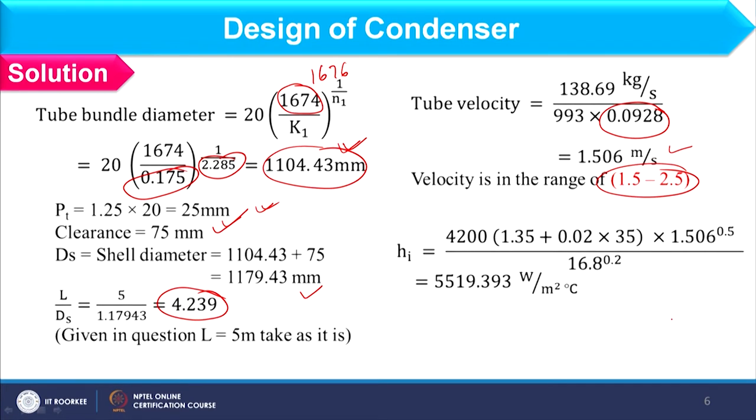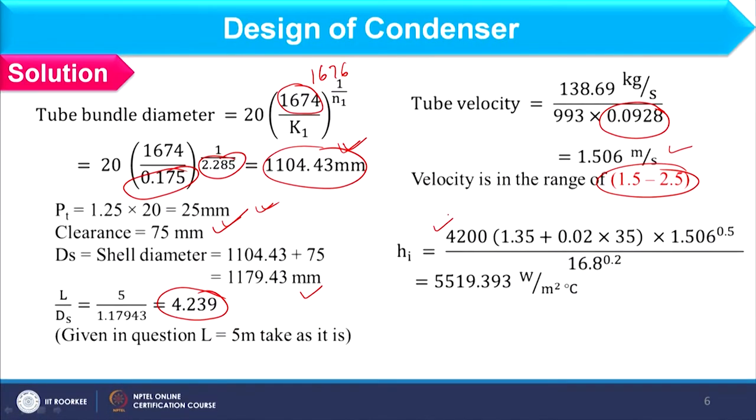Now once I have the right velocity, we can find out the heat transfer coefficient for water. We have a specific correlation for the heat transfer coefficient of water, and you can find this correlation in previous examples also. When you consider the average temperature of the water, that should be 35, this is the velocity of the water, and this is the ID of the tube in mm, right? Considering all these values, you can find out the heat transfer coefficient on the tube side as 5519.393 watt per meter square degree Celsius.